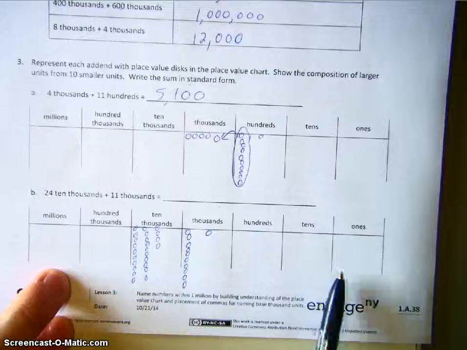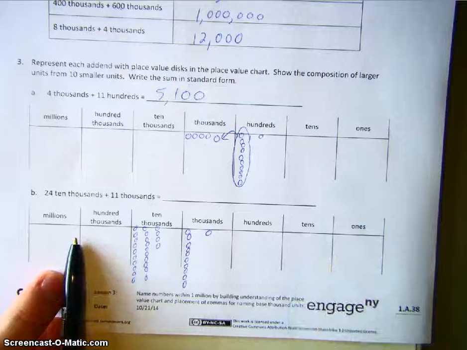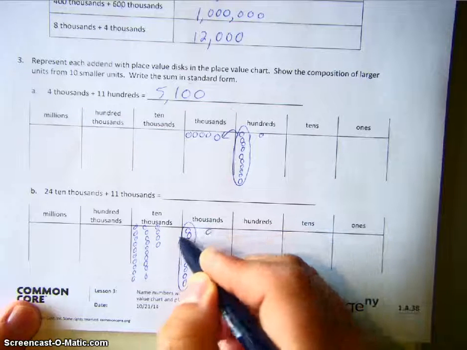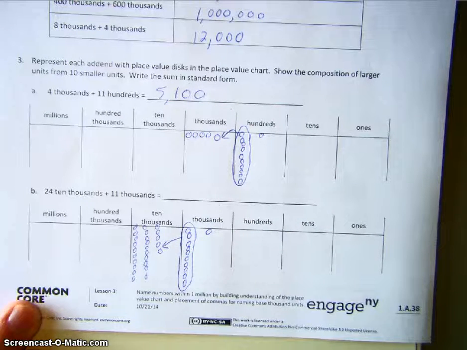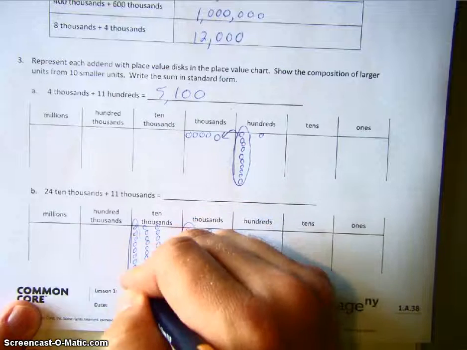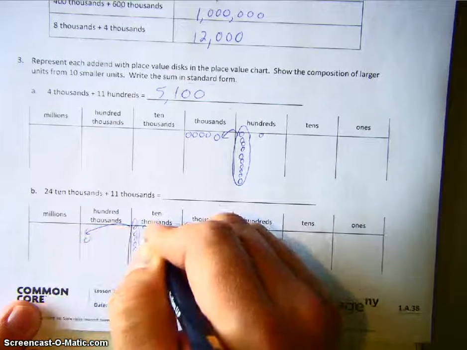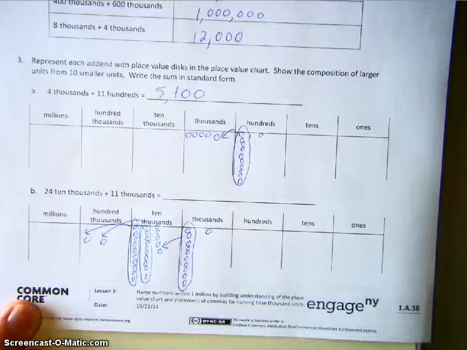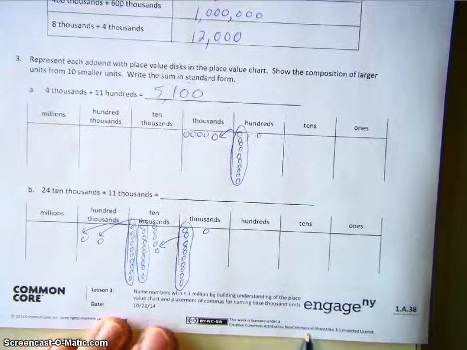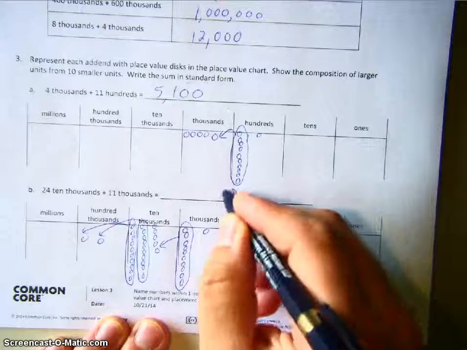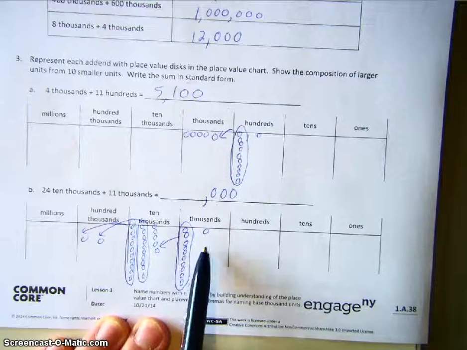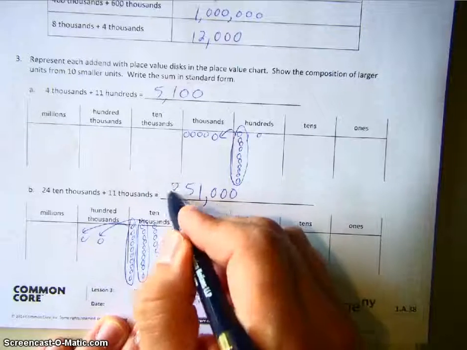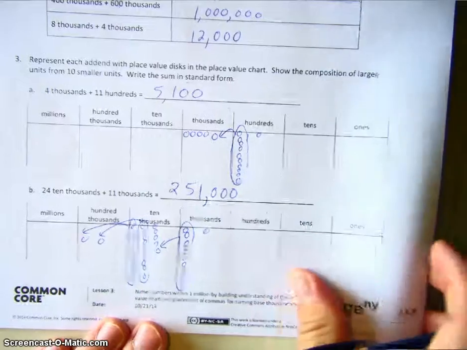Okay, so now what we're going to do is we're going to start to the right and work our way to the left. So we're going to start with our thousands, and we're going to bundle up 10 to create one more 10,000. Okay, then we're going to bundle up our 10,000s to make 100,000. Okay, so now when we go to write our number, if we start from right to left, we see that we have 3 zeros. Okay, then I have a 1,000. We have 5 10,000s, and we have 2 100,000. So we get 251,000 for this one.